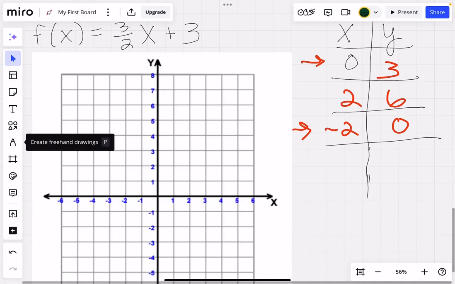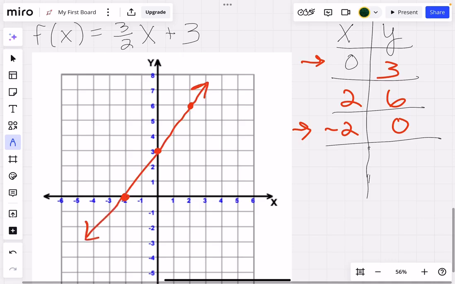0, 3 is here, 2, 6 is here, and negative 2, 0 is here. So this is really nice because it's a straight line. You only need 2 points, and 2 of those 3 points that we just graphed were intercepts, which is perfect.